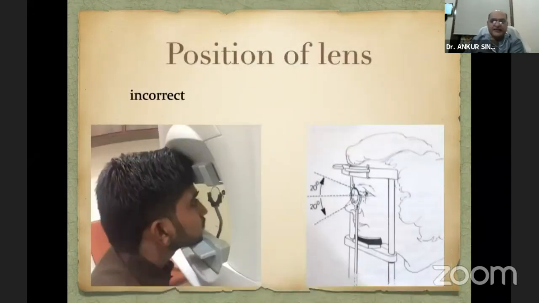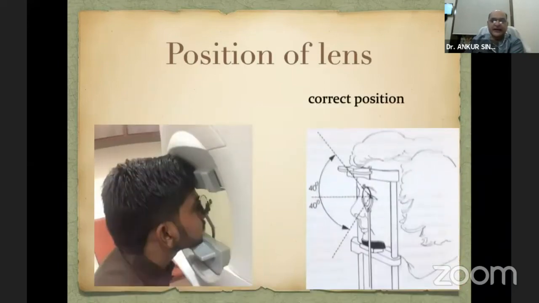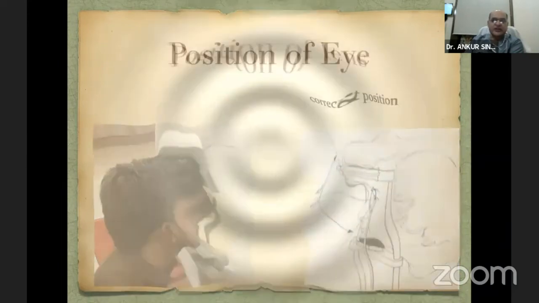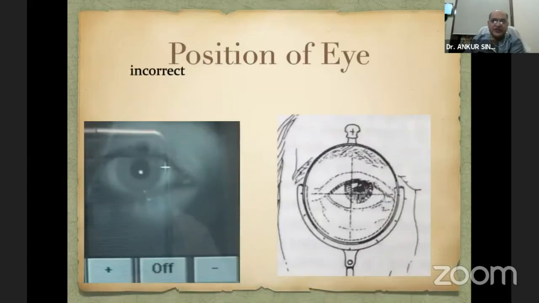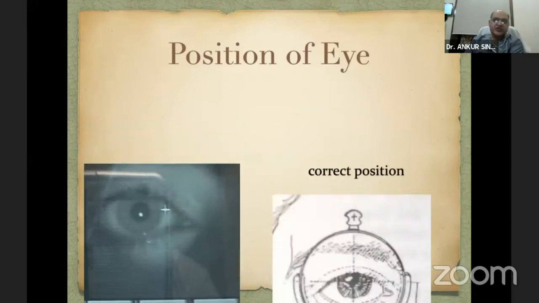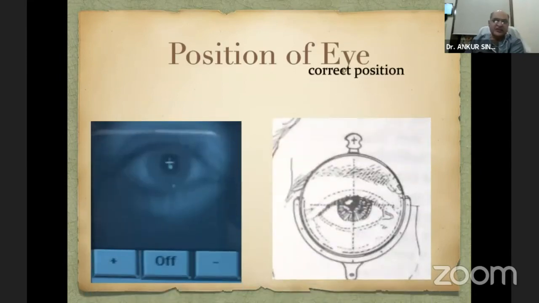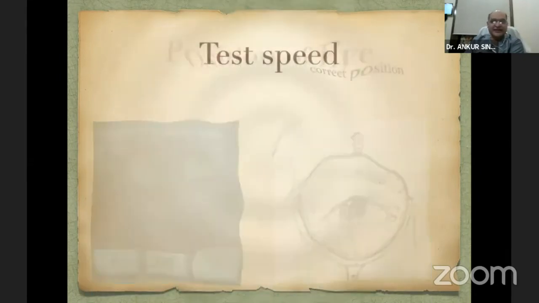Check the position of the lens. Say it is very far off from the patient's eye, so it is going to give you a ring scotoma. The correct position should be like this, as close as possible to the eye. Check the centration of the patient. This is actually incorrect, where the eye is out of the center, and it should be absolutely in the center to have these central points being tested absolutely in the center.